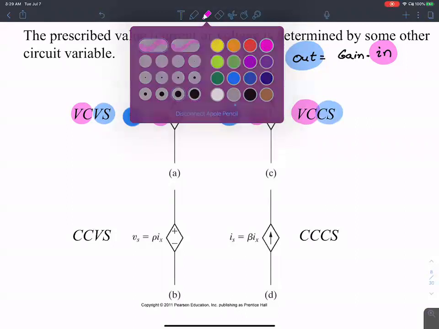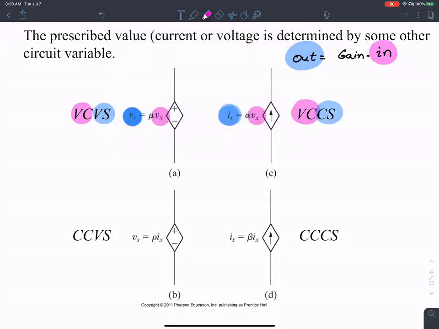Similarly, the input is a current, so it's a current controlled device, and the output is also a current, therefore it's a current source. Okay, so the same thing applies here as well. The output is a voltage, therefore voltage source, and then the input is a current, therefore it's a current controlled device. Does that make sense? Okay, we'll come back to applying these principles in problems shortly.